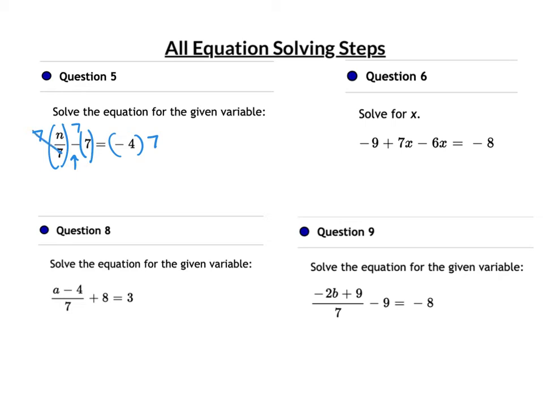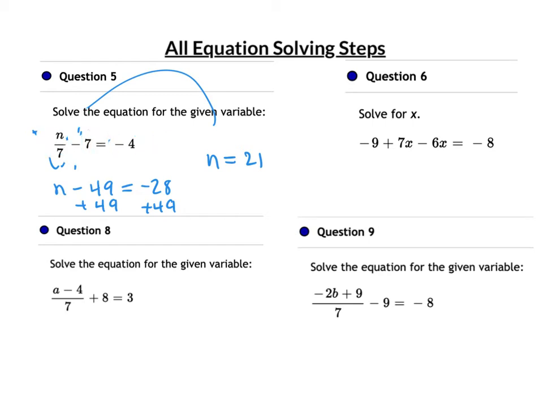Here the 7's cancel, and I get n minus 7 times 7 is 49. -4 times 7 is -28. Now to get n by itself, I'll just get rid of that -49, and I'll add 49 to both sides. And I'll go to my calculator and punch in -28 plus 49, and the calculator says 21. So n equals 21.